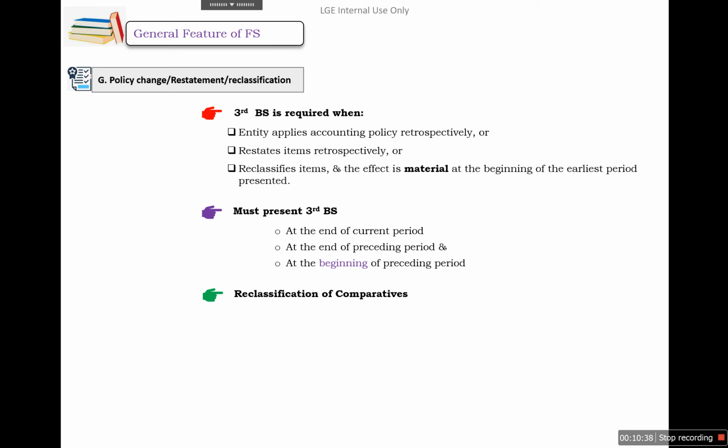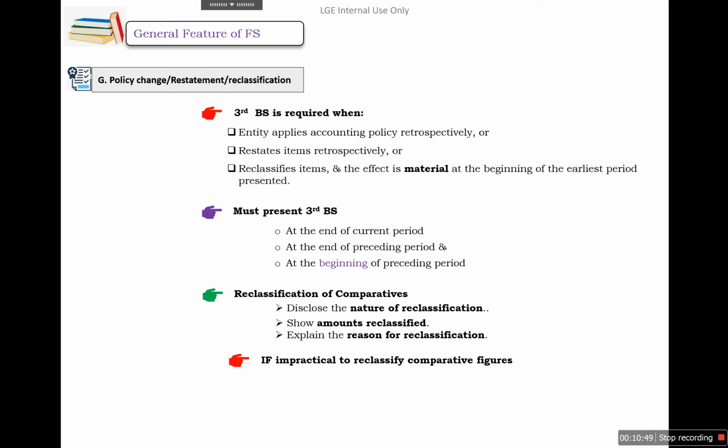And for reclassification of the comparatives, we need to disclose the nature of the reclassification, show the amount reclassified and explain the reason for reclassification. And if it is impracticable to reclassify comparative figures, in that case, we need to disclose the reason and the nature of the adjustment, that is, why it is impracticable to reclassify the comparative figures.